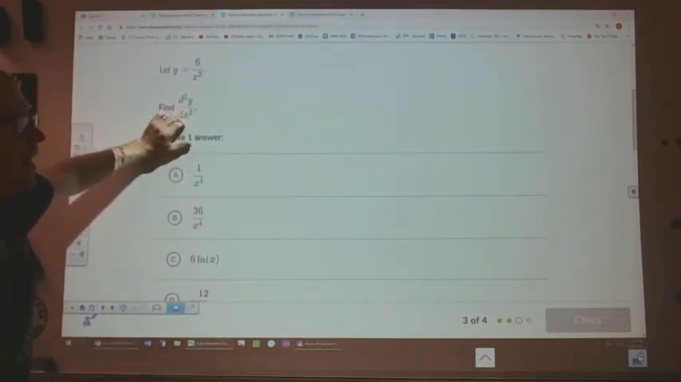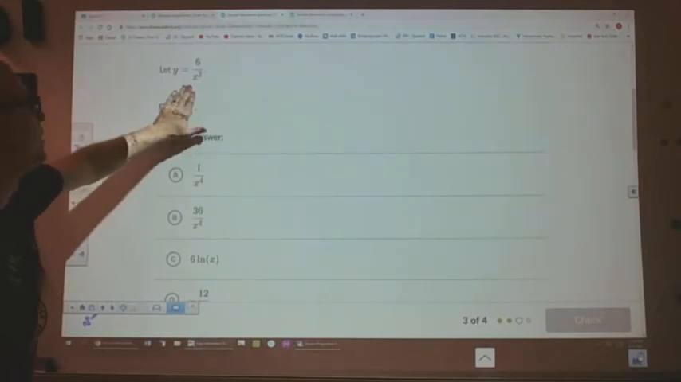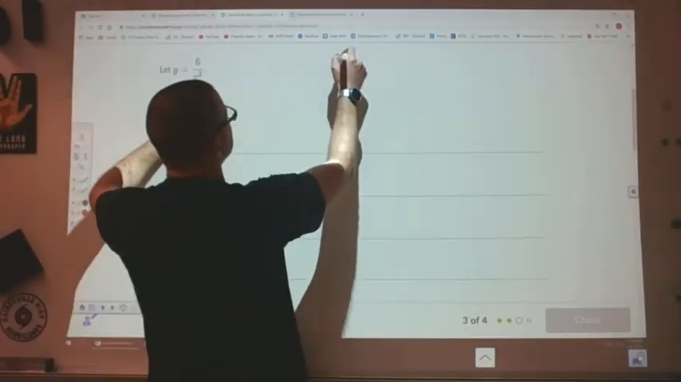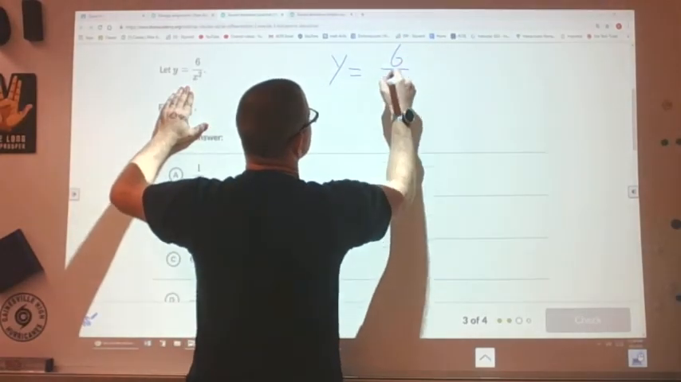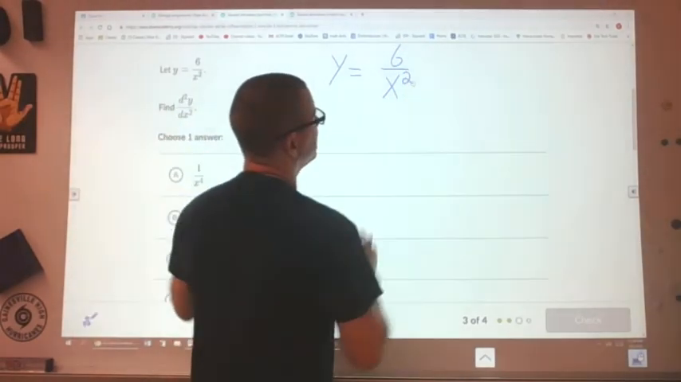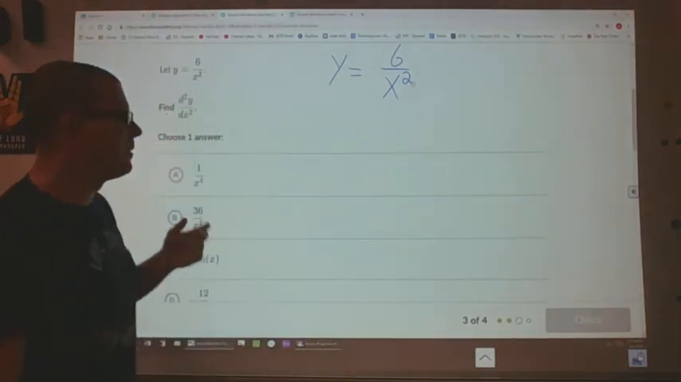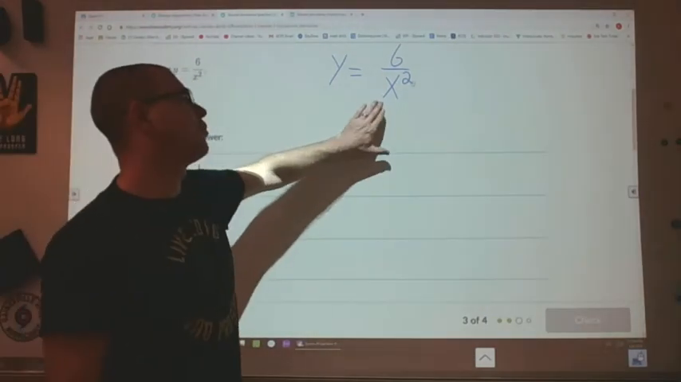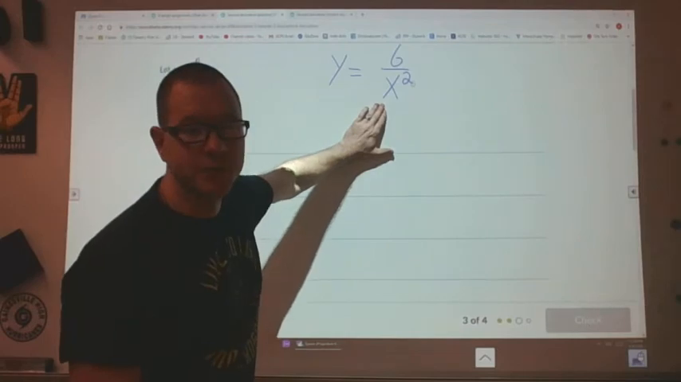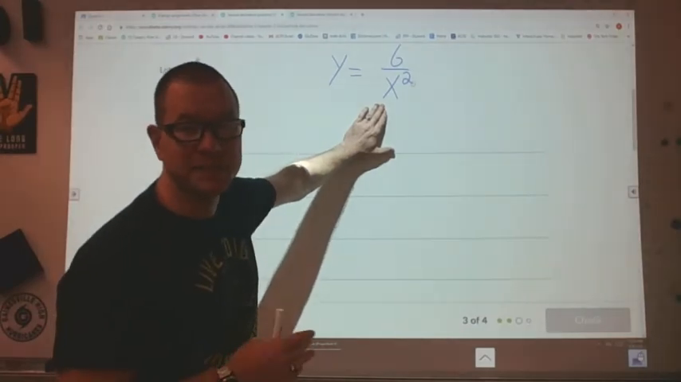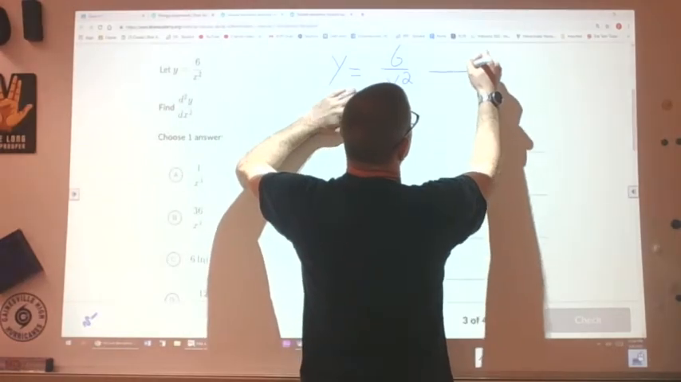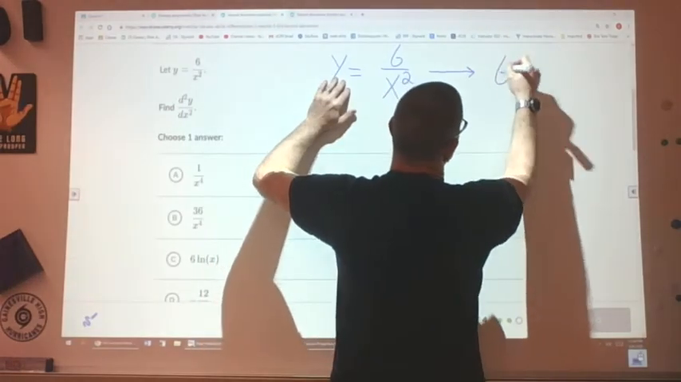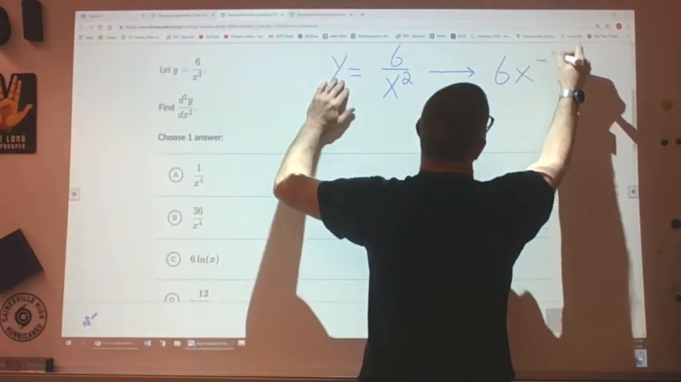So we have d squared y over dx squared, which really just means take the second derivative, and we have y equals 6 over x squared. Same problem here. That's not a very easy form to take the derivative in. I could use quotient rule, but that's a mess. So we're going to change the form into power form, making this 6x to the negative 2 power.